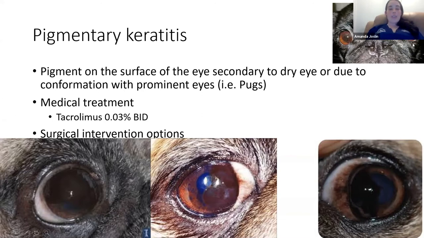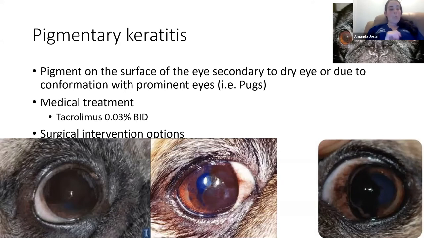So I start tacrolimus anytime the pigment has extended to cover any of the pupillary margin. That's when you definitely know it should be started. Obviously, if it's covering the whole eye, you start it. If you're seeing anything severely affected at a young age, that's when you definitely want to talk about the medial canthoplasty.